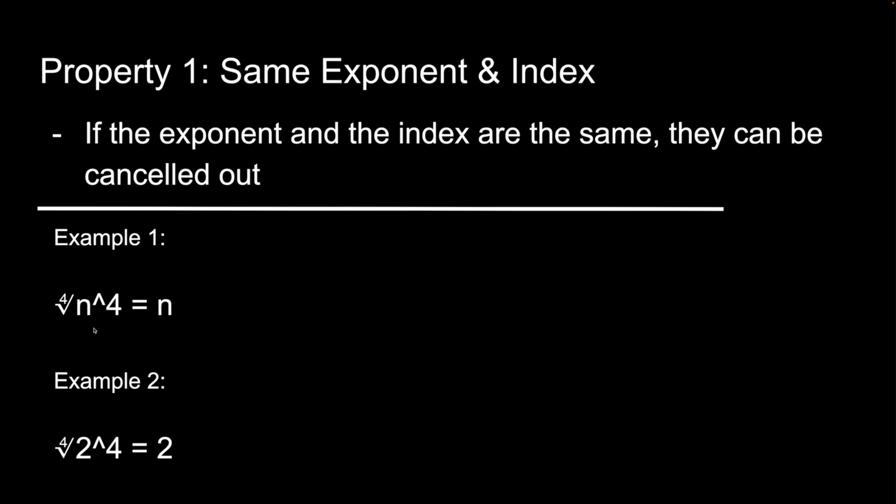Here we have a number n to the 4th power, to the 4th root, and because roots and exponents are the exact opposite, they'll cancel out. So this will simply result in the answer being n. So here in our second example, we have 2 to the 4th power, to the 4th root, and again this would just simplify to 2, as the exponent and the root cancel out.